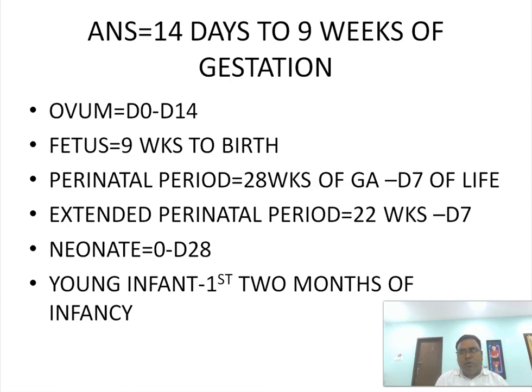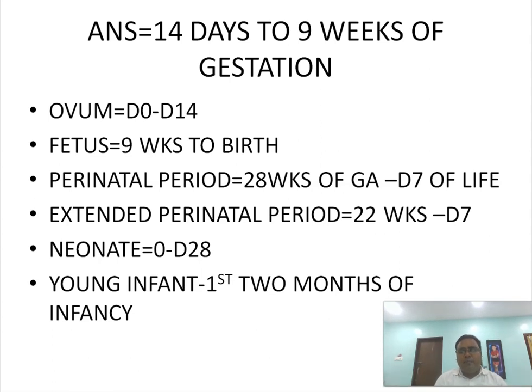Then about the other terminology: ovum, day 0 to day 14, is known as ovum. Embryo is day 14 to 9 weeks. Fetus is 9 weeks to birth. Perinatal period is 28 weeks of gestation to day 7 of postnatal life. This period is known as perinatal period.